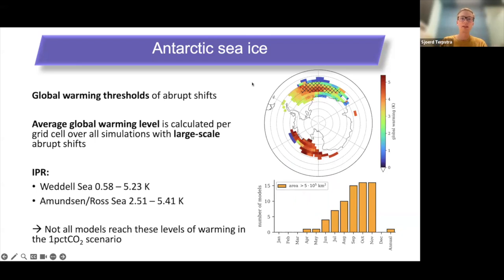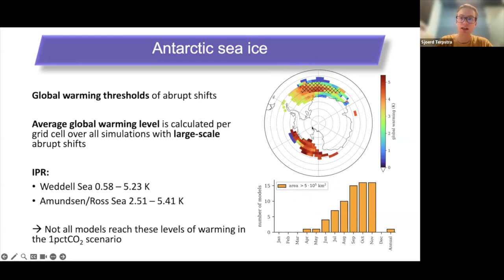So what we did here is calculate these large-scale abrupt shifts. Then for each region, we gave it a global warming level. So we average all these regions or connected components of the different models of each other, so that you get a figure on the right. On every grid cell, if there is more than one model that has an abrupt shift there, we average the global warming level at which it occurs.